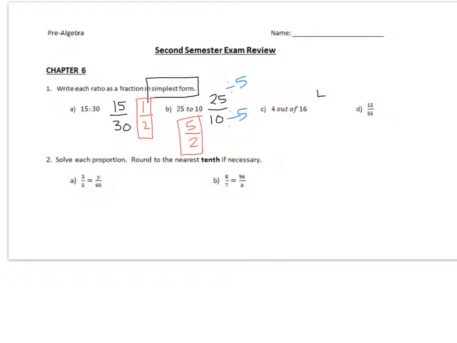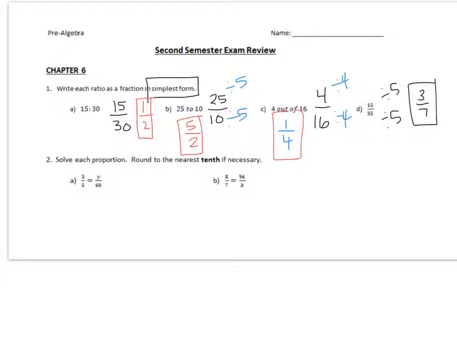4 out of 16. So you can divide the top by 4 and the bottom by 4 and get 1/4. That's in simplest form. And the last one, you can divide the top by 5 and the bottom by 5 to get 3 out of 7. That's in simplest form.